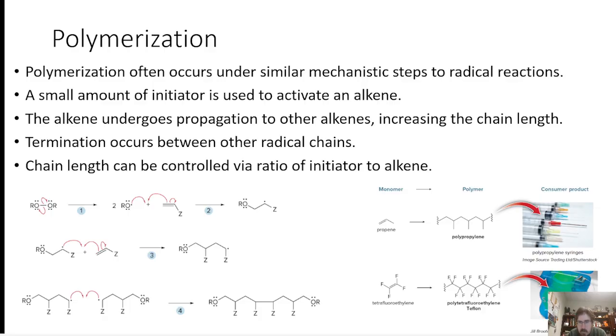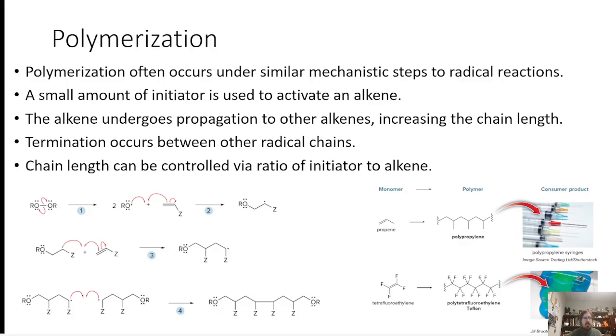Finally, lastly, polymerization. Polymerization is, well, not really lastly, but polymerization is a common thing we'll do with radical mechanisms. It allows us to make very long chain hydrocarbons. They will occur under the mechanistic steps of radical reactions. A small amount of initiator is used to activate an alkene. The alkene can then undergo propagation with other alkenes and increases the chain length.